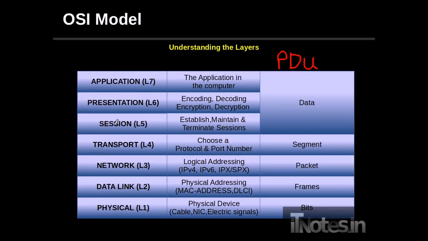From the application, presentation and session, we create a data packet. From the data, if we add the transport layer information, that is the protocol and the port, we get a segment. To a segment, if we add IP address information, then we get a packet. If we add MAC address information to a packet, we get frames, and finally we convert this whole structure into bits, and send it through the wire.